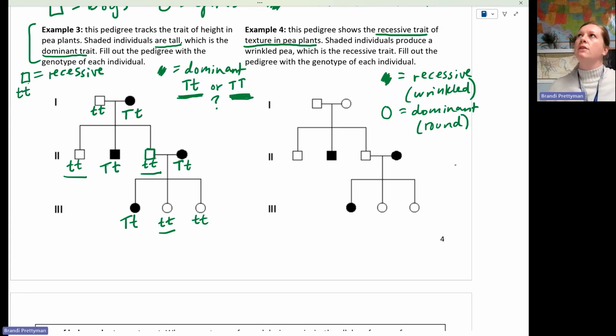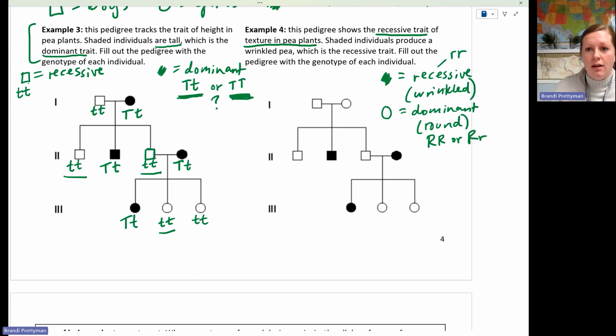Okay, what letter should we use? I don't want to use T. I was going to say T for texture, but that's what we used for height. So let's just use R for round. If they are dominant, I know they are either homozygous dominant or heterozygous. If they are recessive, I know they have to be 2 lowercase r's. Again, I just made up that letter. You can use whatever letter you want. I typically choose letters that look really different when they're uppercase or lowercase, so it doesn't get confusing. If you used a W here, imagine how confusing that could get. They're not that different.